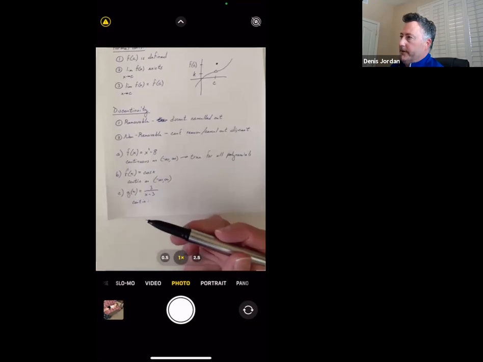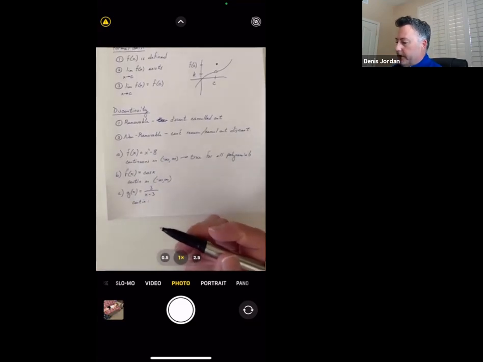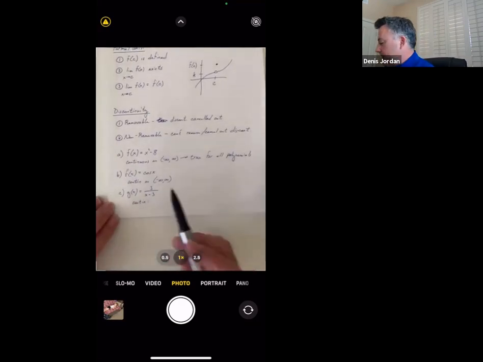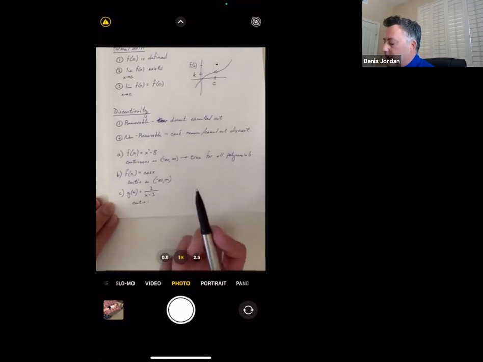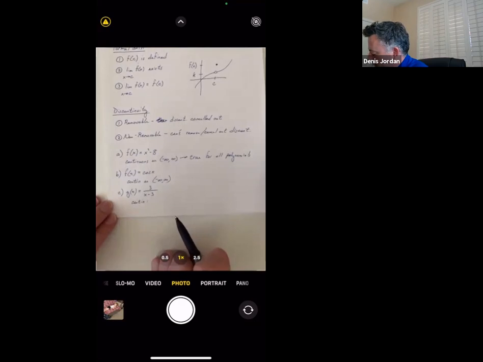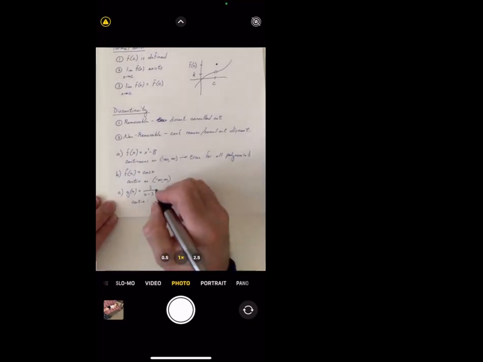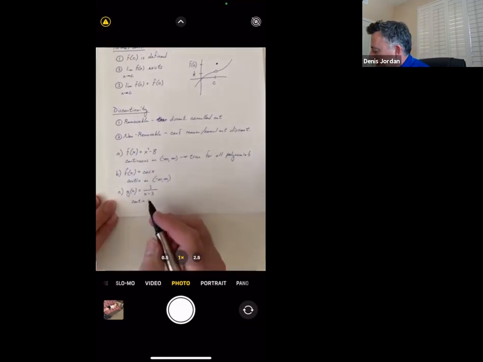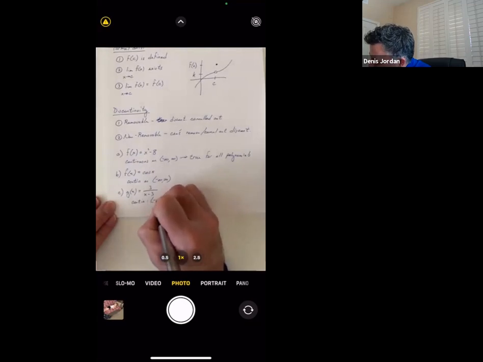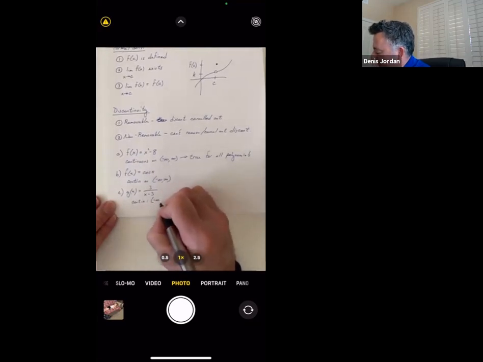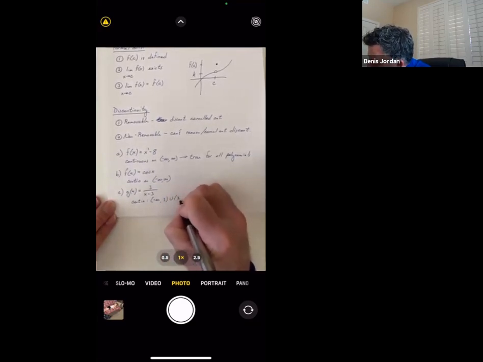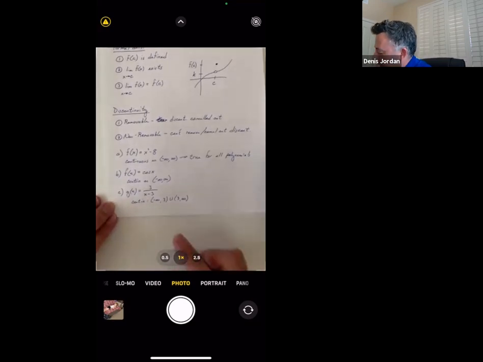So sometimes when it's asking about the continuity, you can also think of trying to find the domain, because they do kind of go hand in hand. So if you look at this function here, what's the one number you cannot use for x? You can't use 3, so you have to leave 3 out of your domain, or out of your continuity. So it's continuous from negative infinity to 3, and then 3 to infinity.